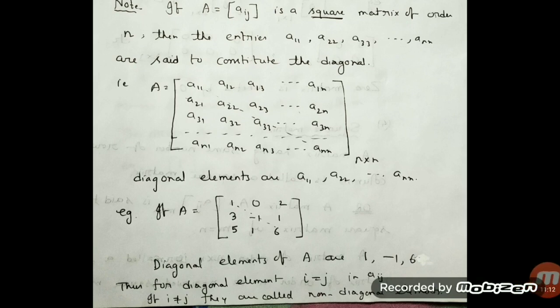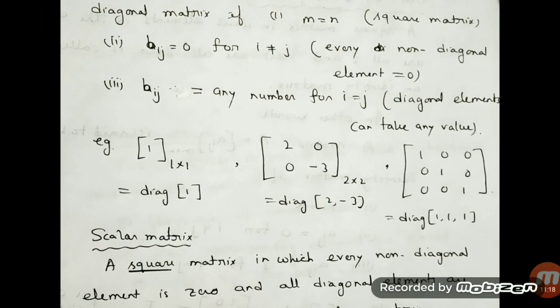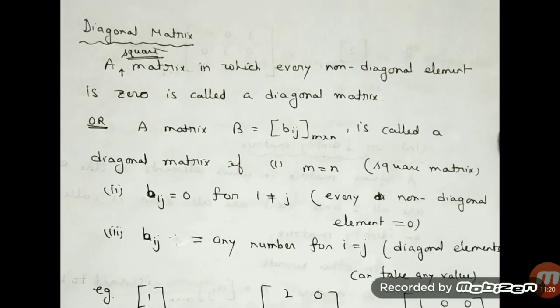Okay. So in terms of diagonal and non-diagonal elements, now we are going to define three important matrices. One of them is the first one, the diagonal matrix. Okay, this is the diagonal matrix. When do we call a matrix a diagonal matrix? First of all, if you want to define a diagonal matrix, you must have a square matrix.